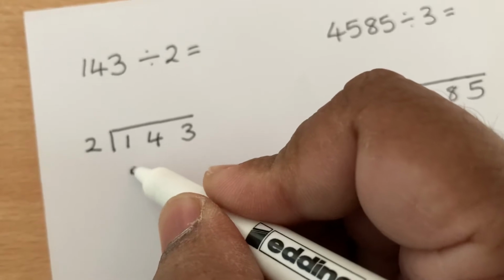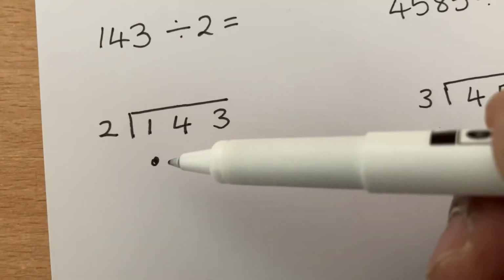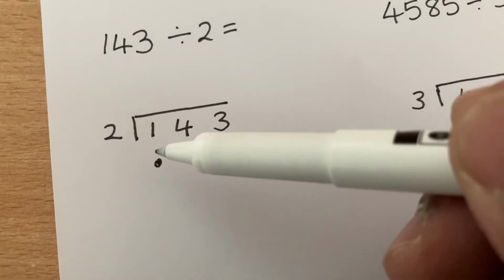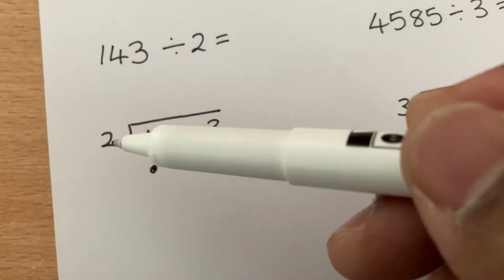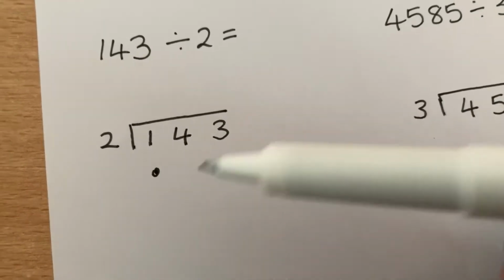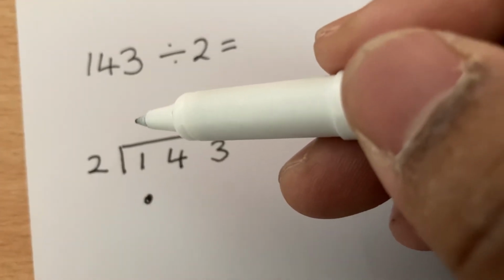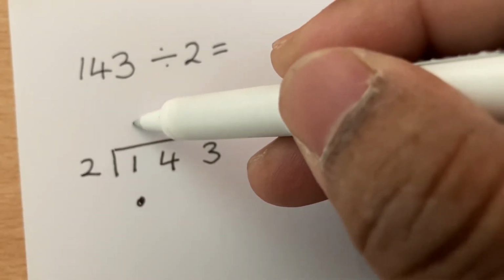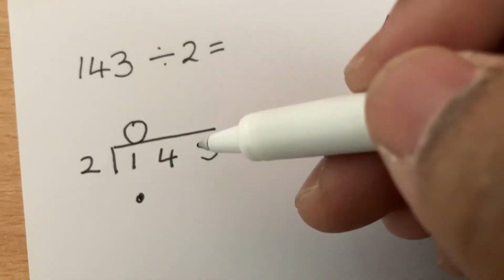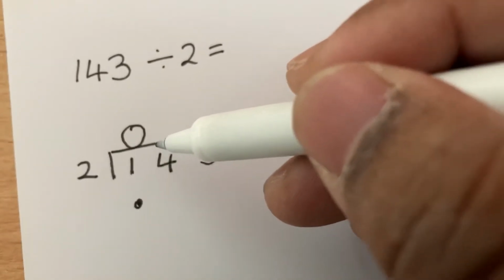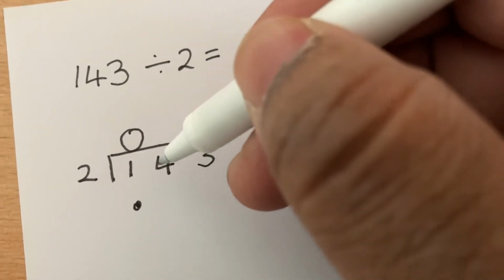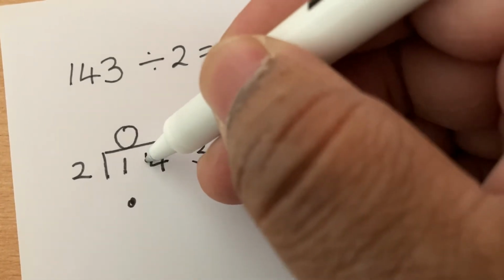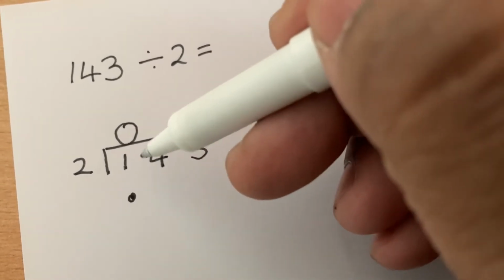Okay, so we've got one dot there. How many groups of 2's can you get from this one? You can't. There's only one, and you can't get any groups of 2 from that one. So there are 0 groups of 2's in 1. And then what you need to do is carry the 1 on. Okay, so now we have 14.